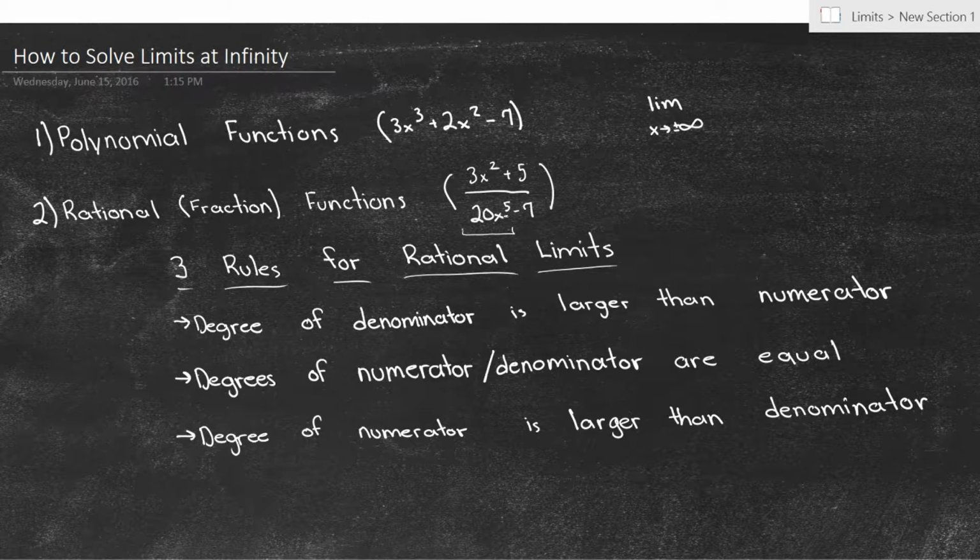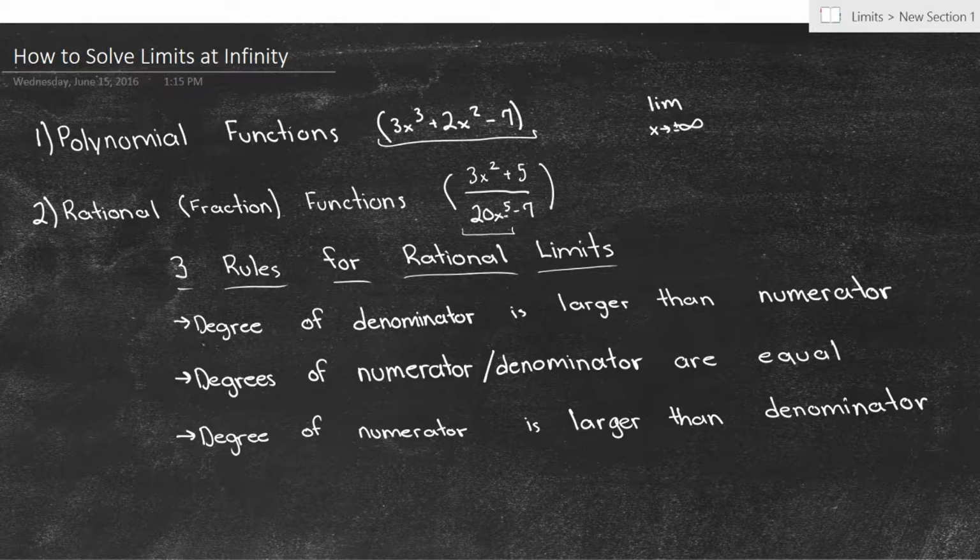And what polynomials are is they're just your typical quadratic, cubic, just stuff like that. Notice that there's no denominator for your polynomials. Then your rational, I like to call them fraction functions, because you usually have a polynomial divided by another polynomial, like we do in this example here. And then there's three rules for rational limits that we have right here, and we'll go through all of them.